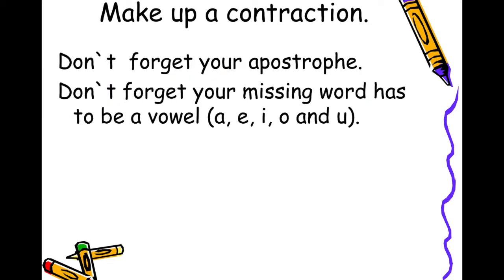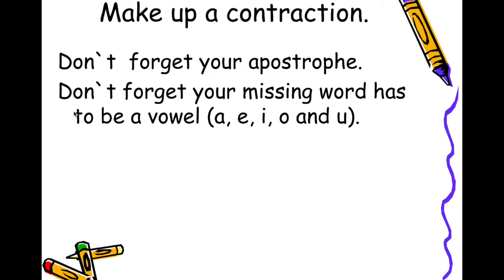There are two things that you need to remember when you are making a contraction. First one, every contraction has an apostrophe. It has to have an apostrophe. Like you can see here in the word don't, which is a contraction of do not. There has to be an apostrophe in there to show where the missing letter was, the letter that's been taken away to make this into a contraction.